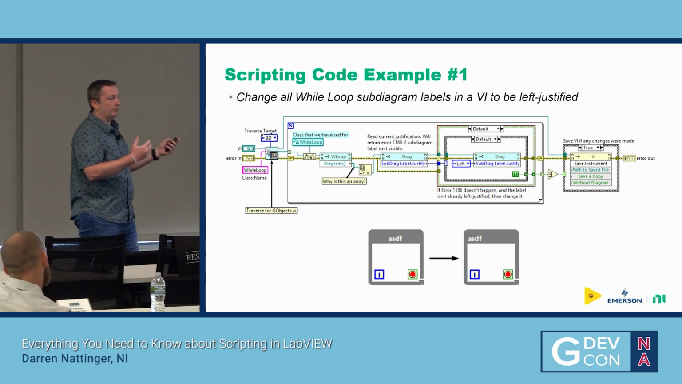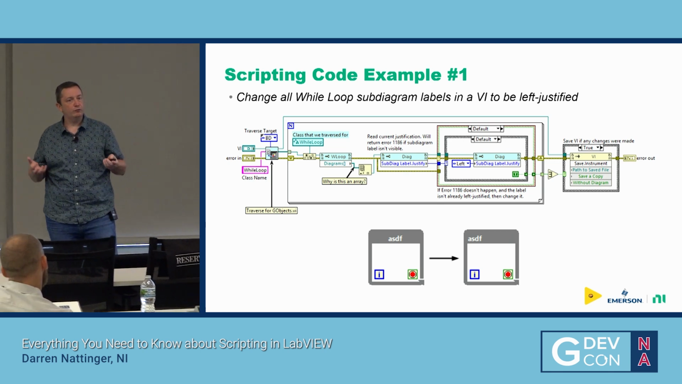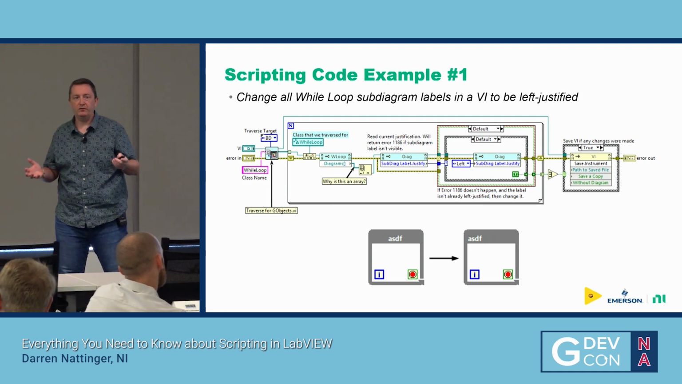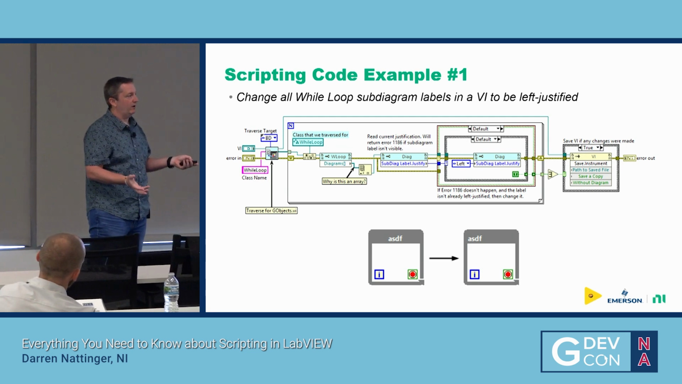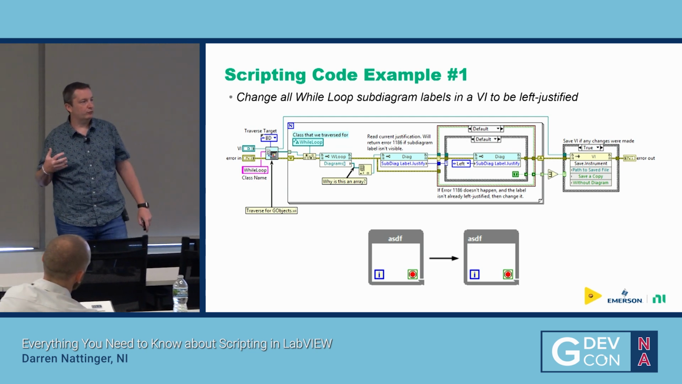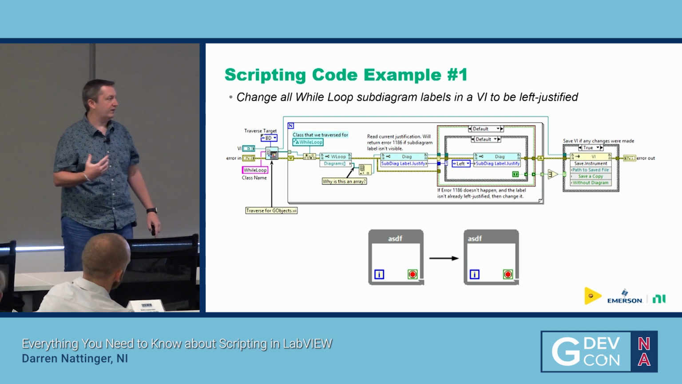I'm going to talk through it from the left to the right, okay? The first thing we're going to do is we're going to find all of the while loops on the block diagram. Then for every while loop, we are going to get the diagrams of the while loop, pull off the first one, and get the subdiagram label justification of it.